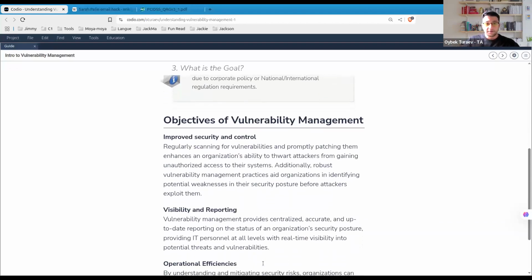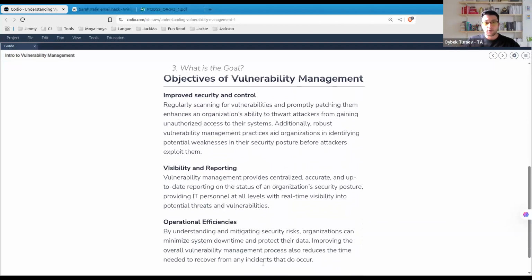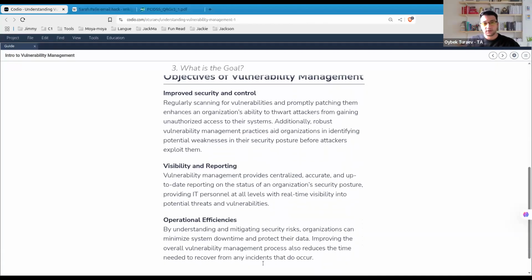So, the objectives of vulnerability management: for what purposes do we use it in cybersecurity? Firstly, for improved security and control. It lets us avoid, of course, future attacks. If we have already identified some vulnerabilities and we apply the patch, then future attacks will not be possible.